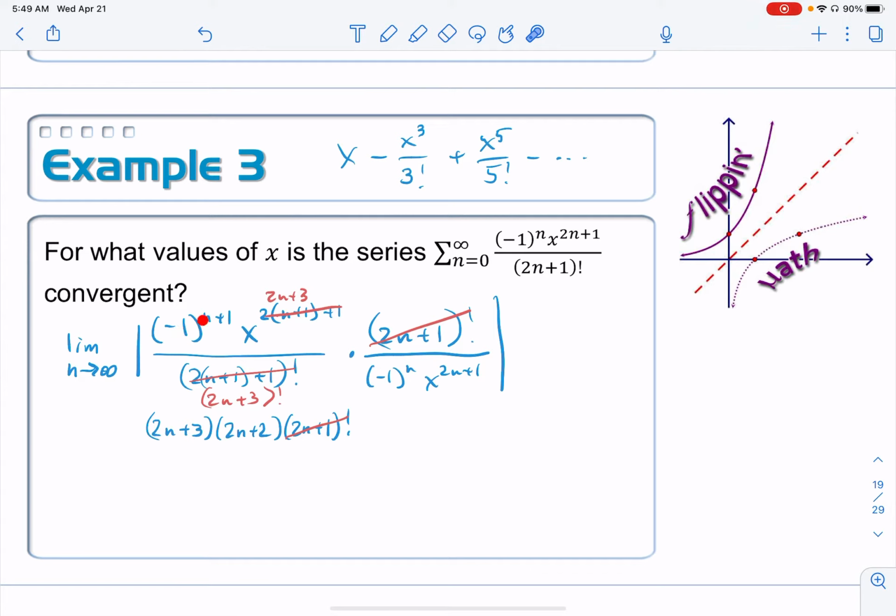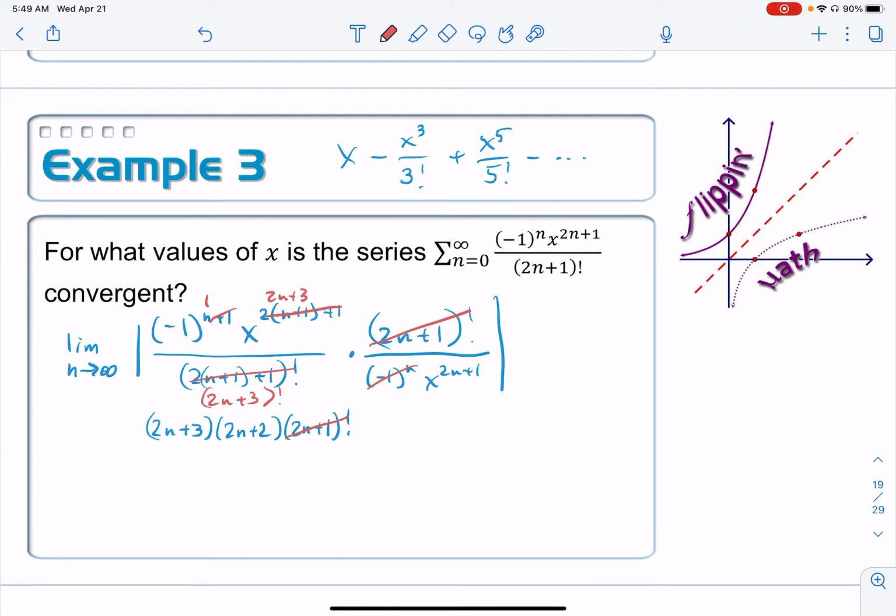(-1) to the 2n, or to the n plus 1, (-1) to the n. You just divide out your -1s and subtract the exponents. So n plus 1 minus n just gives us the first power there. So you essentially just have a -1 up top.